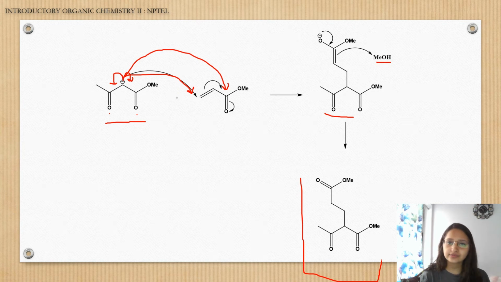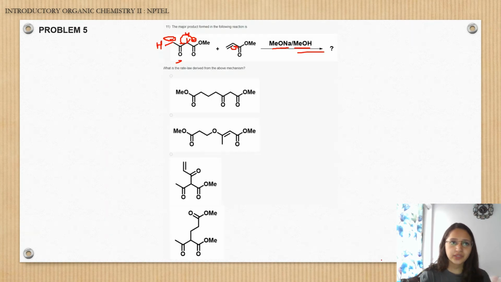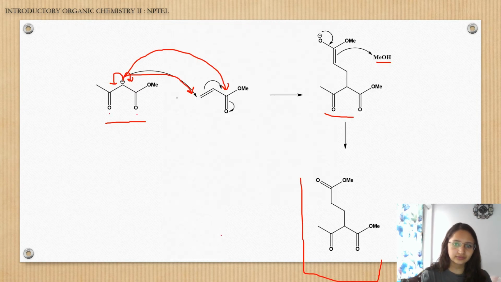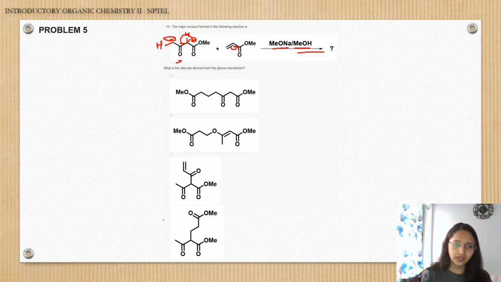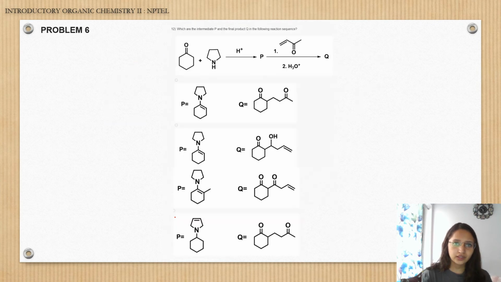Any doubt regarding this? Okay, so for problem 5, which is the answer? Third one or the fourth one? Fourth one, ma'am. Okay, the fourth one will be the answer. Coming to problem 6, they are asking which are the intermediate P and the final product Q in the following reaction.